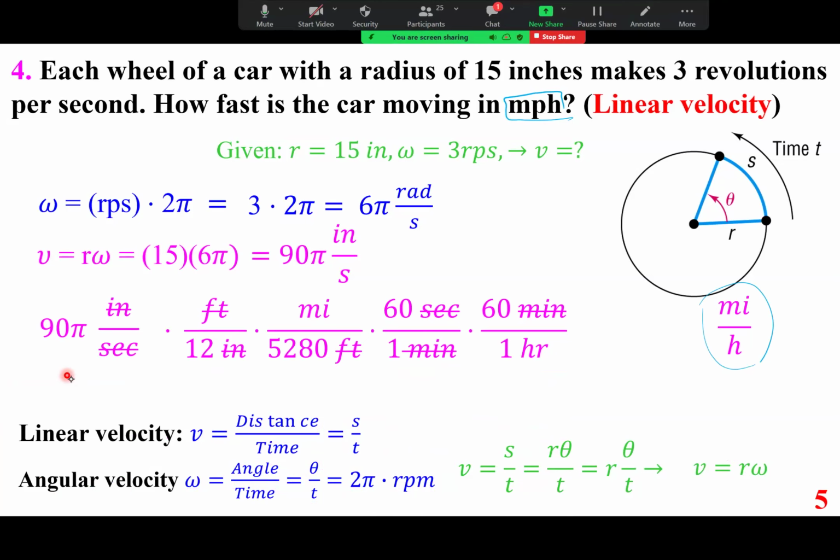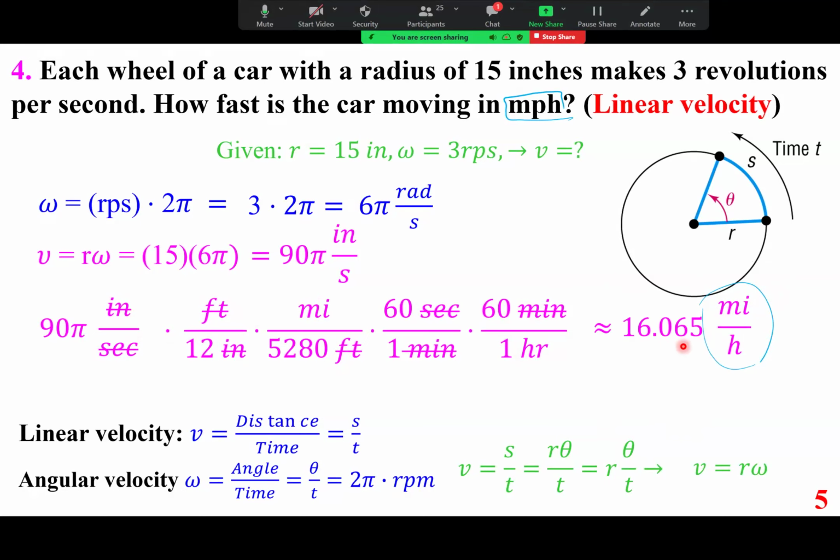So notice, 1 foot is 12 inches. What goes at the top? You can put 12 inches at the top or 1 foot at the top. It has to be done properly. Since the inch is at the top here, you want it at the bottom. Miles, you want up here. Feet is down here, so they cancel each other. And the 1 hour is at the bottom, which corresponds to 60 times 60, 3,600 seconds. Everything cancels out. We multiply the numbers and we get 16.065 miles per hour.